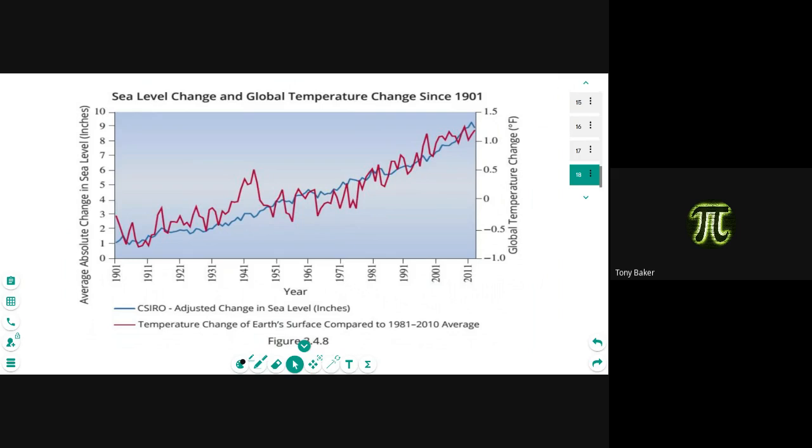So this is two graphs comparing two different things. When we're doing things like this, we'd want to pick two things that have some kind of relationship to each other, or a relationship that we would assume to be there. It might not. In this case, we're looking at sea level change and global temperature change. And there should be a relationship between those two things.